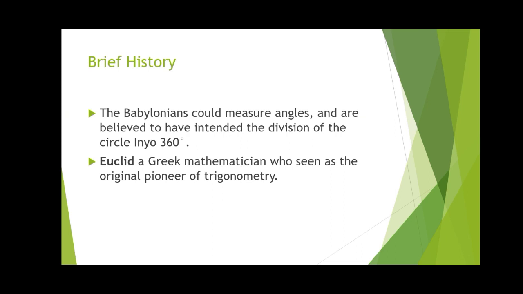A brief history of trigonometry. The Babylonians could measure angles and are believed to have introduced the division of the circle into 360 degrees. Euclid, a Greek mathematician, is seen as the original pioneer of trigonometry. Euclid is also known as the father of geometry.